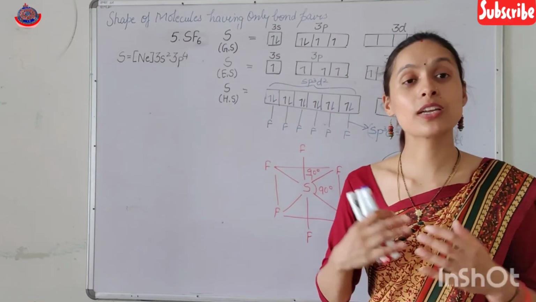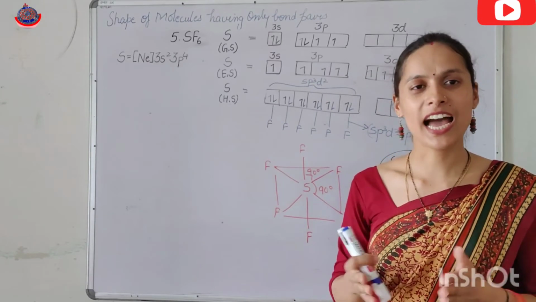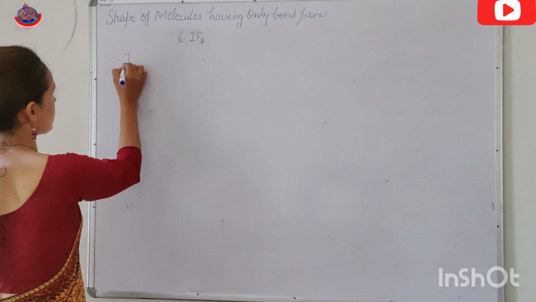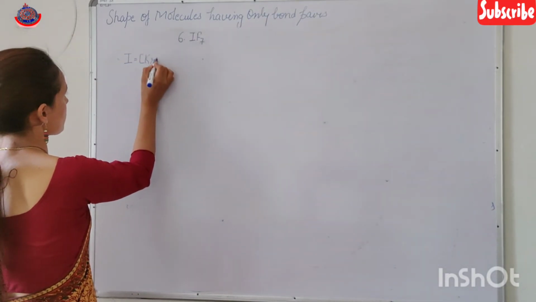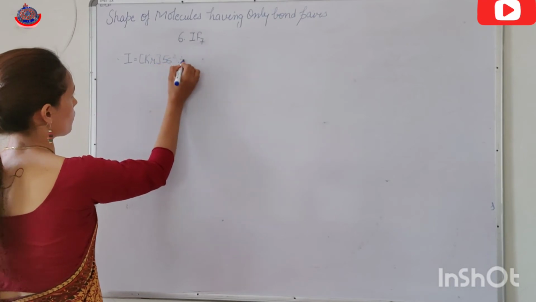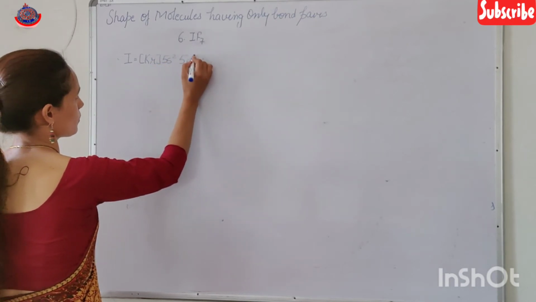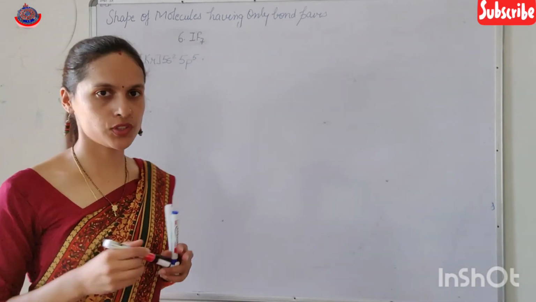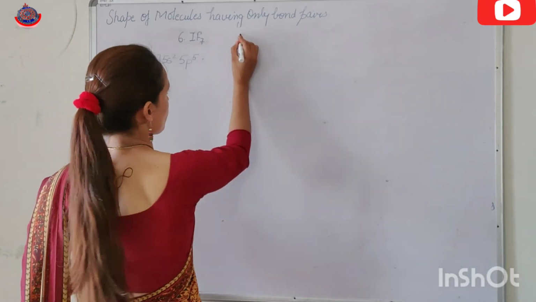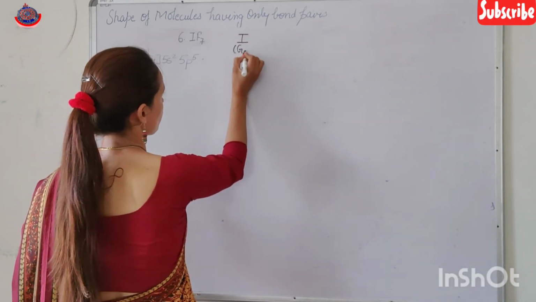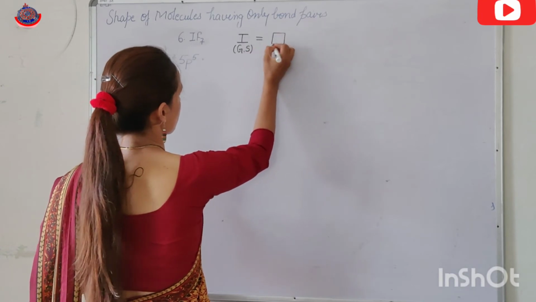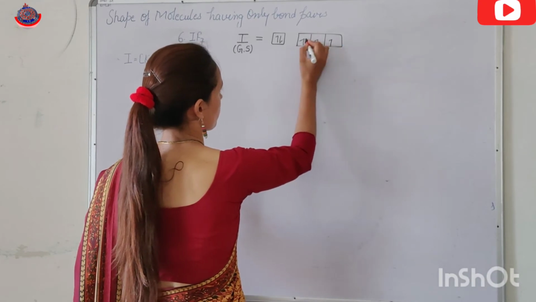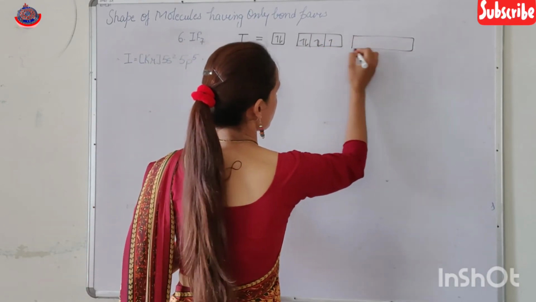Now we will study the shape of IF7, and I believe that before me you can predict the hybridization of the IF7 molecule. Now the configuration of iodine is krypton 5s2 5p5. It means the valence shell is the fifth shell. So if I write here the iodine configuration in the ground state, it is 5s2 5p5 and 5d0.